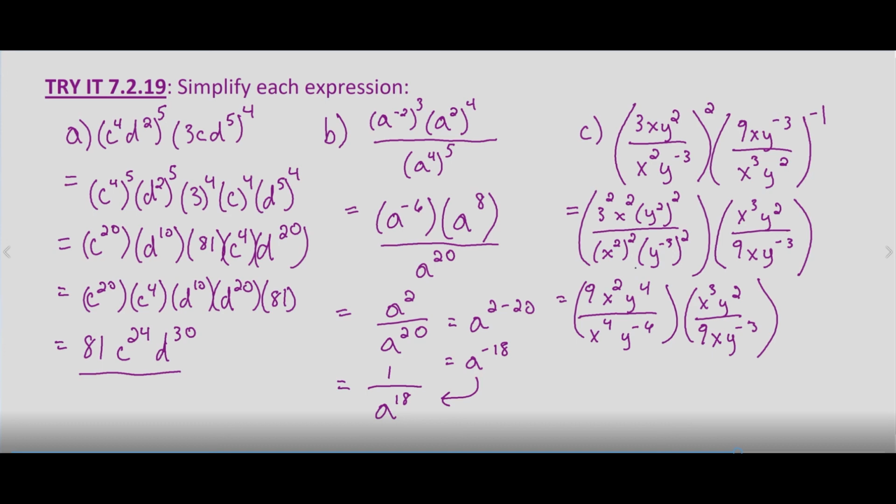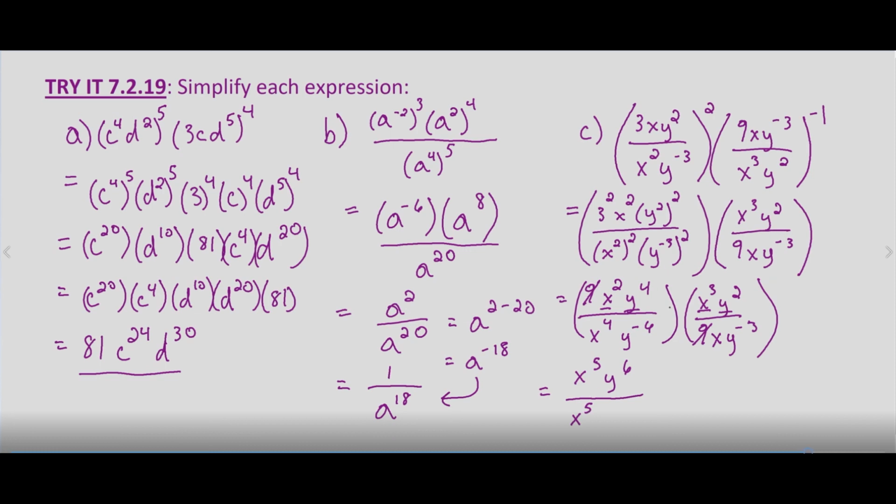Now one thing I can notice right off the bat, there's a 9 in the numerator over here and a 9 in the denominator over here, so these are going to cancel. And if we multiply across the top, that gives us x squared times x cubed, so we add the exponents. X to the 2 plus 3 is x to the 5th. Y to the 4th times y squared, that's y to the 4 plus 2, which is y to the 6th. In the denominator, x to the 4th times x, that's going to be x to the 4 plus 1, which is x to the 5th.